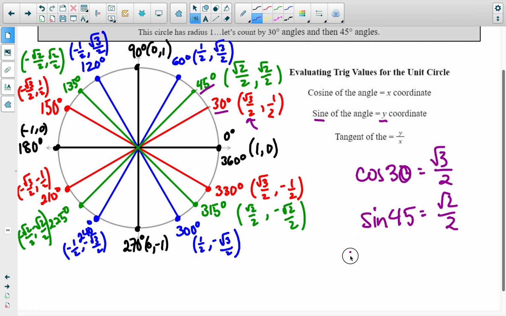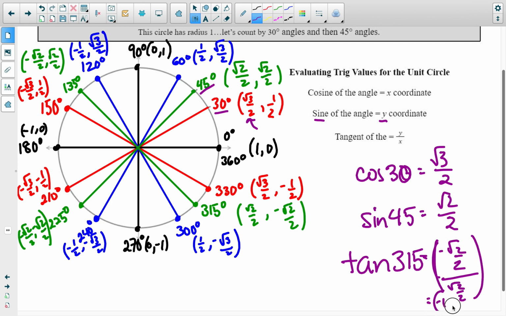And then tangent, so if you're asked what is tangent of 315 degrees, okay, you take the y-coordinate and divide by x. So tangent of this would be negative root 2 over 2 divided by root 2 over 2, a number divided by itself, which would just end up being negative 1. Okay, so more to come on those things in the next section. For now, let's just sit with what the unit circle means. Check your practice and let me know what questions you have.